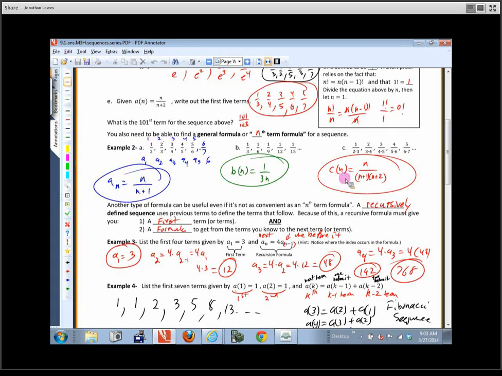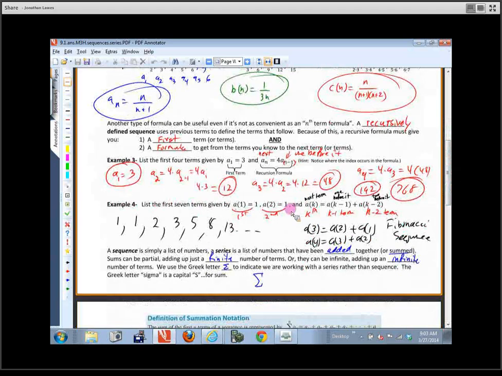We also talked about how you can do these using function notation. So this one we wrote down as C of n. So if I put in a 5 here, that means it's the fifth term. If I put a 5 here, a 5 there, a 5 there, this is a 5 on the top. 5 plus 1 is 6. 5 plus 2 is 7. That's why we have a 5 over 6 times 7. Everybody good there?